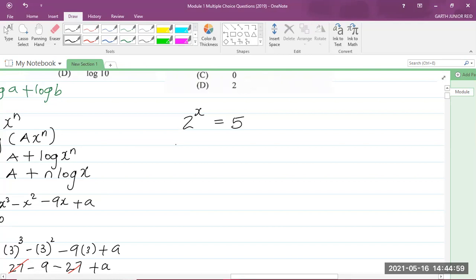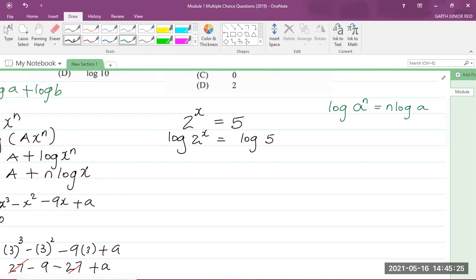All right, so we're now going to apply logarithm to the base 10 of both sides of the equation. So we will now get log of 2 to the power x being equal to the logarithm of 5. All right, I'm now going to use the log rule, which says if I have the log of a to the power of n, that is equal to n logarithm of a.